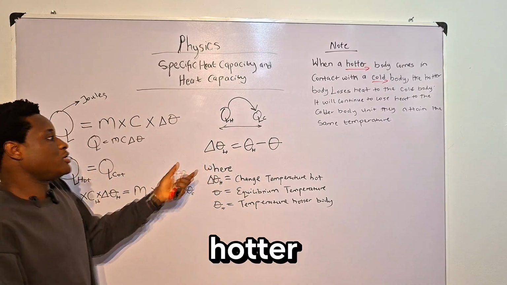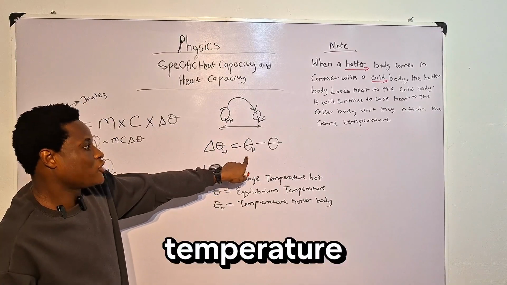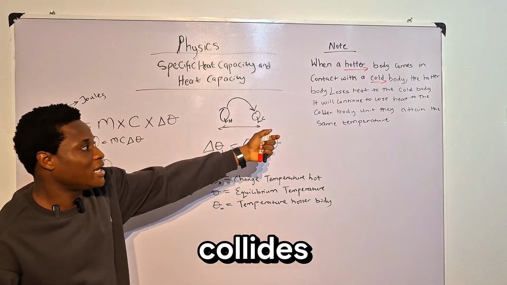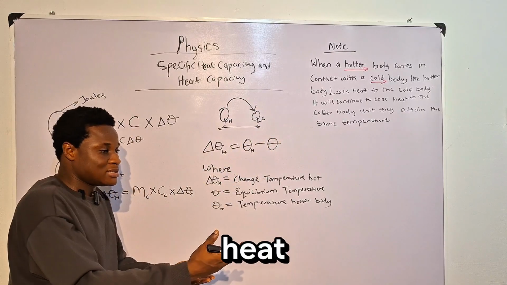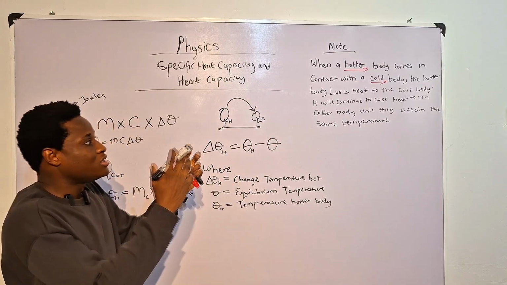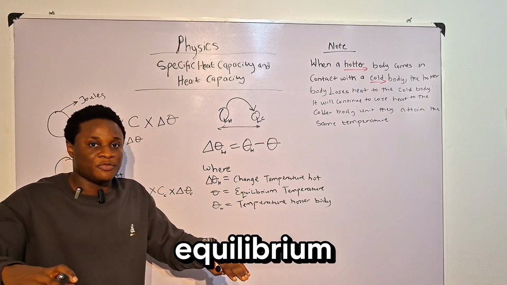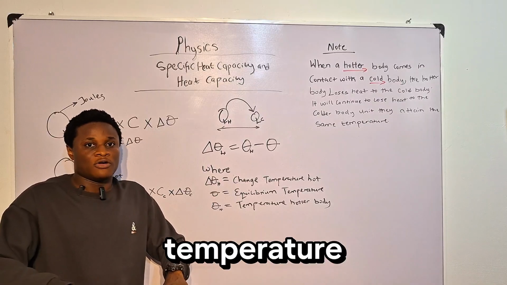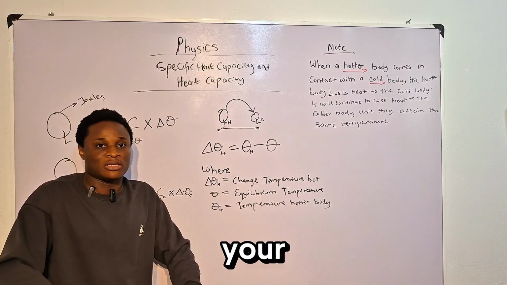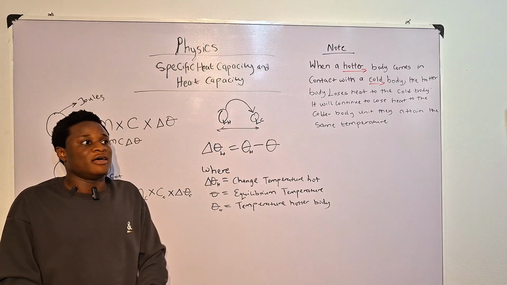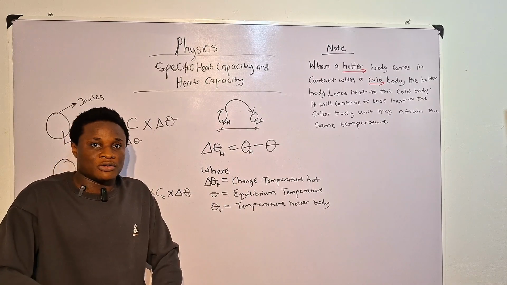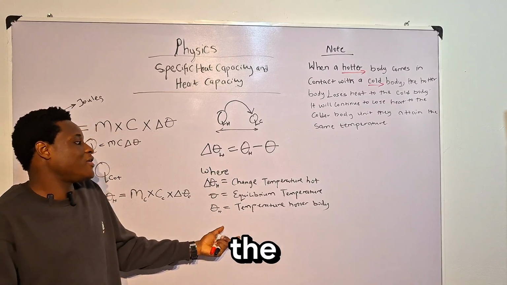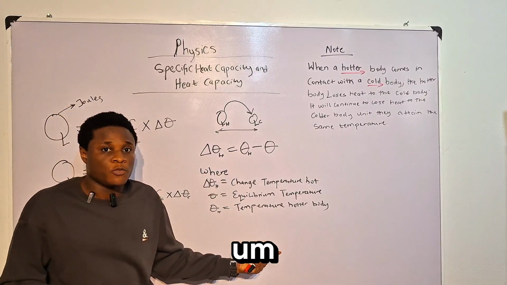Change in temperature of the hotter body equals temperature of the hotter body minus the equilibrium temperature. Because when these two bodies collide, the hotter one is giving out heat, and because it's giving out heat, the two bodies would attain equilibrium temperature. So after mixing hot water and cold water, that equilibrium temperature that you use to bathe or to take your tea is what we call the final temperature or the equilibrium temperature.